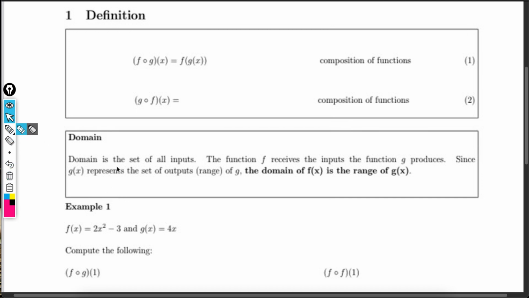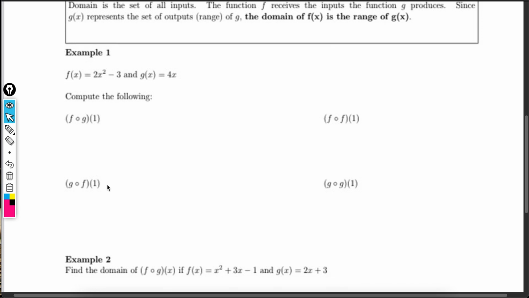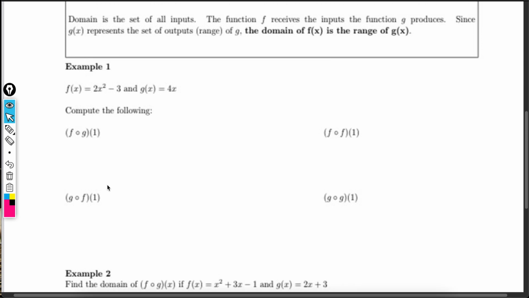So domain is a set of all inputs. The function f receives the inputs of function g, produces something, eats something else. Since g of x represents a set of outputs, the range of g, the domain of f of x is the range of g of x. So I know that sounds real confusing, and if you understood that, then awesome. Very good for you. If you didn't understand that, that's what we're here for.